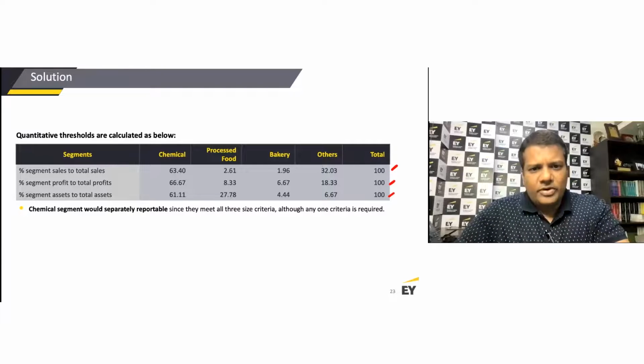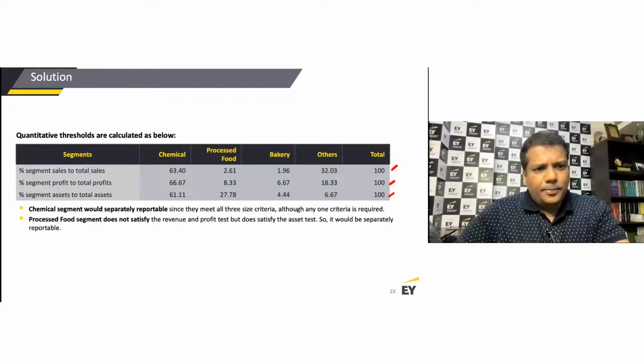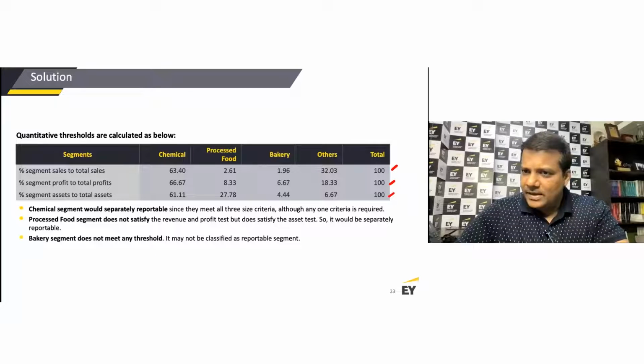Now which segments will qualify for segment reporting? Chemical would be separately reportable since it meets all 3 size tests, although any one criterion is required. So here you meet all 3. Processed food segment does not satisfy the revenue and profit test, but it satisfies the asset test. So this is also going to be separately reportable, and bakery doesn't meet any, so it may not be classified as a reportable segment.